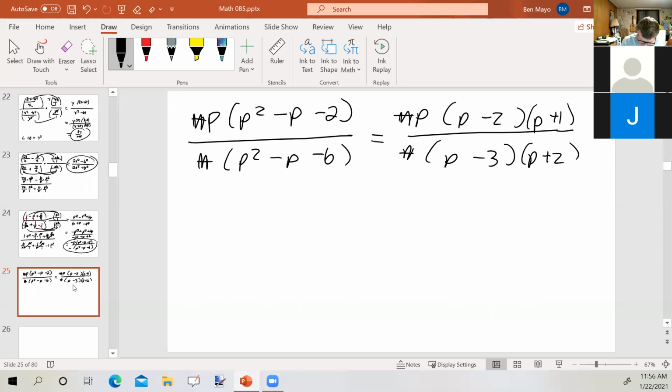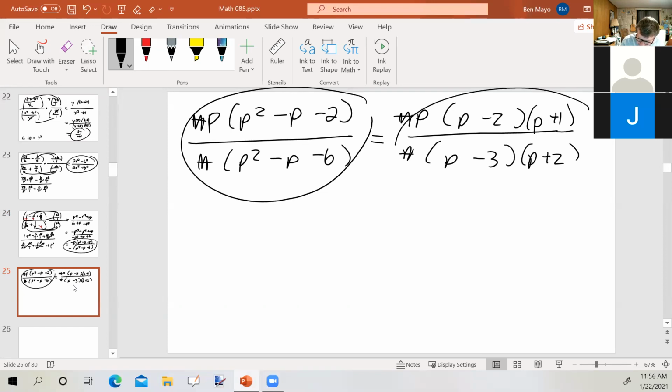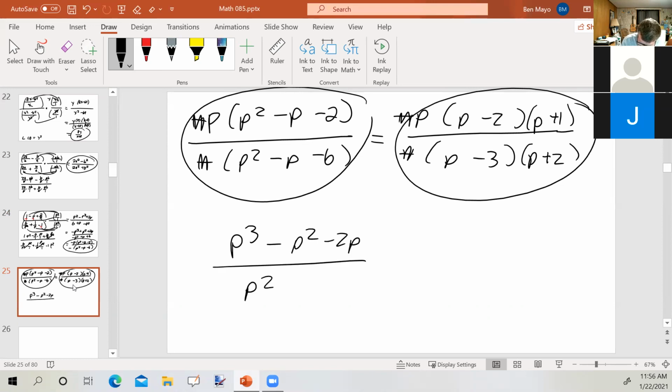So final answer would be this or that, or even p cubed minus p squared minus 2p over p squared minus p minus 6 without factoring out the p. But you'd still want to factor completely to make sure, because sometimes you miss some common factors if you don't factor it out completely. Any questions there?